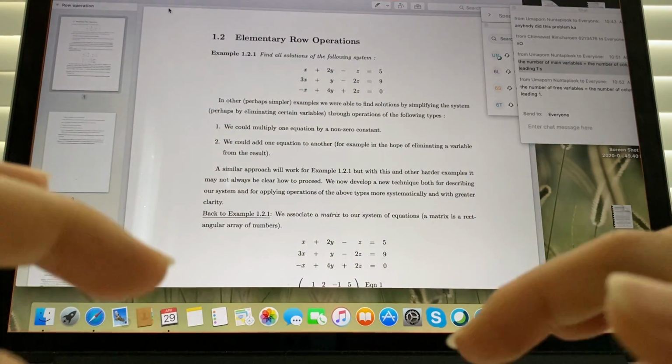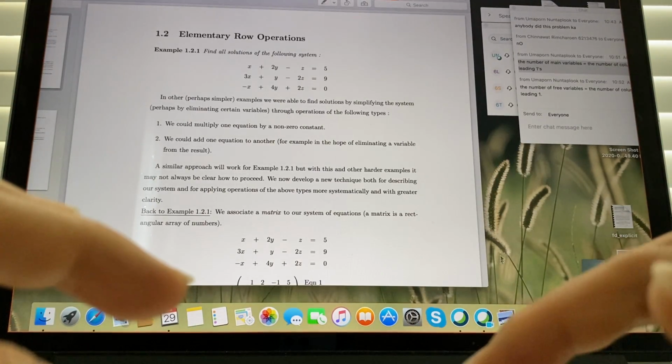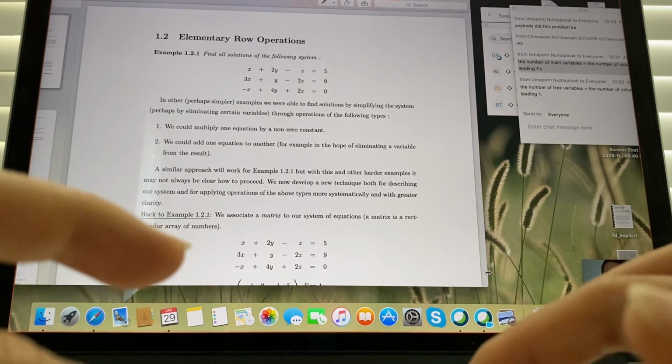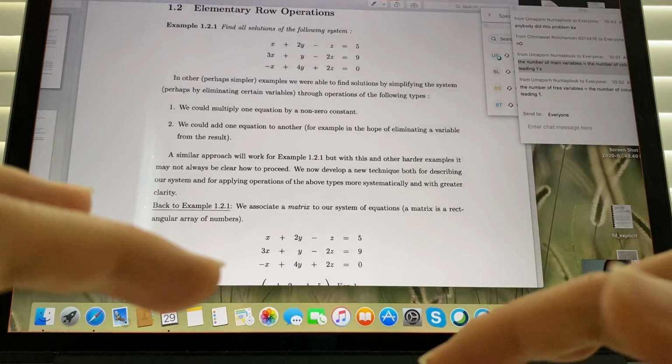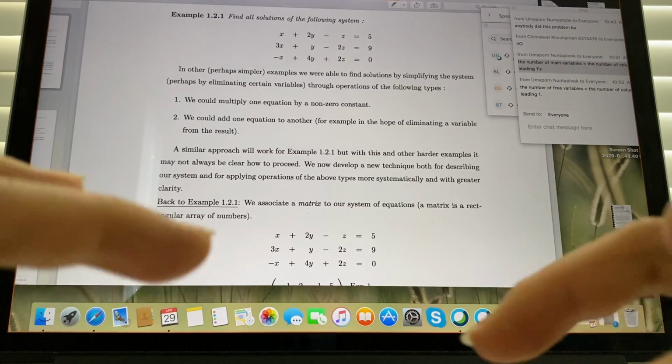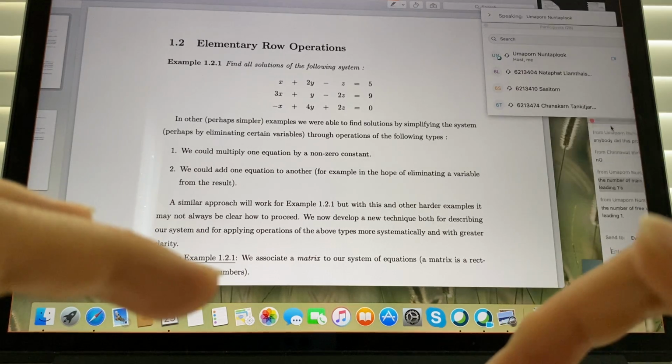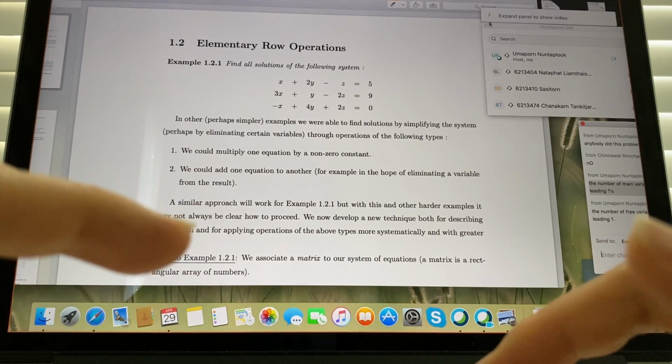Okay, let's see here one more time. What do we have? Nothing much today. We have to talk about row echelon form and reduced row echelon form. All right. Let me keep you here.